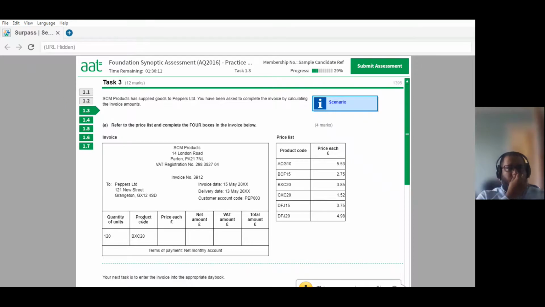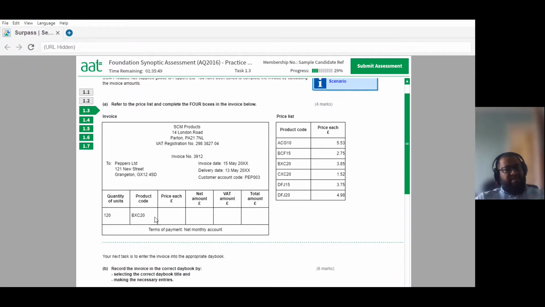So now we move to question number 3. SCM Products has supplied goods to Peppers Limited. You have been asked to complete the invoices by calculating the invoice amounts. Refer to the price list and complete the 4 boxes in the invoice below. So here, what we see is quantity, and then these 4 boxes, they want it for 4 marks.